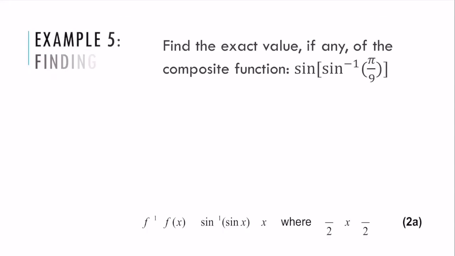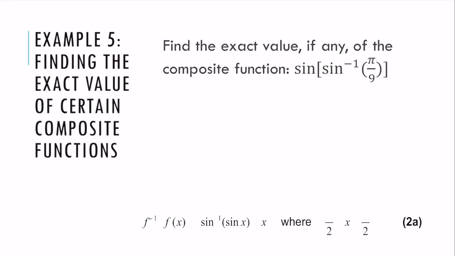So let's find the composite of sine of sine inverse of pi over 9. First we have to check, okay, is this in our domain of this composite function, pi over 9? Yes, it's between negative pi over 2 and pi over 2. So this is just going to equal pi over 9. The key when it comes to these composite functions is checking to make sure that your substituted value is in your domain.